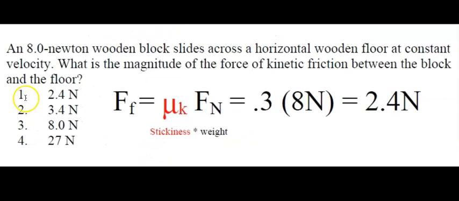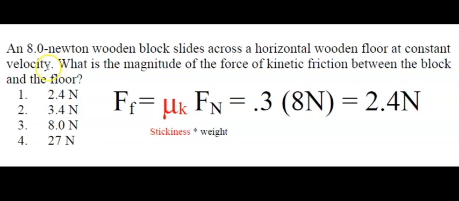In the following problem, an 8 Newton wooden block slides across a horizontal wooden floor at a constant velocity. What is the magnitude of the force of the kinetic friction between the block and the floor? So first of all, we know that the mass times gravity of the block is 8 newtons. We know that it's wood sliding on wood, and we know that it's moving at a constant velocity, which makes the applied force equal to the friction force.